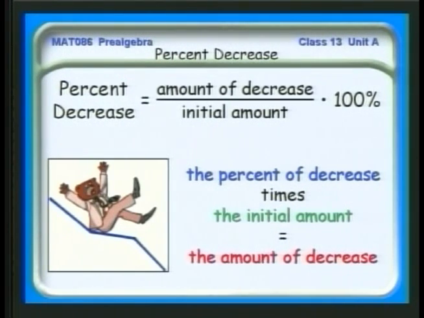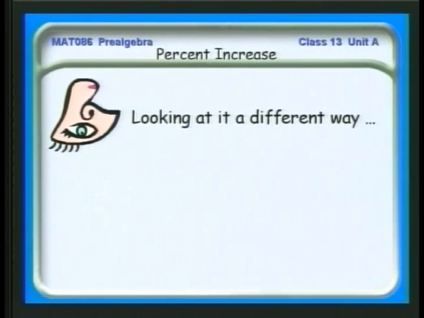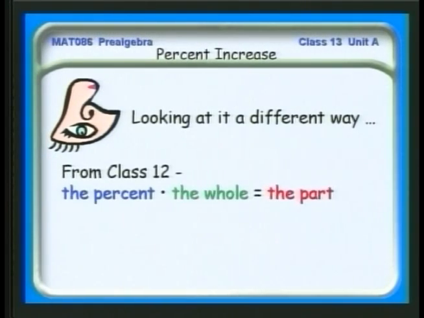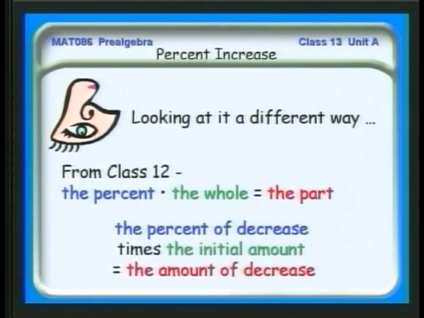We see that the percent of decrease times the initial amount going the other way is equal to the amount of the decrease. Something similar to what we had before. And again, we can look at this as we did before. The percent of the decrease times the initial amount is equal to the amount of decrease, the same way the percent times the whole is equal to the part.